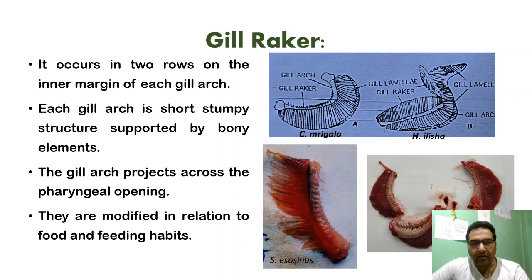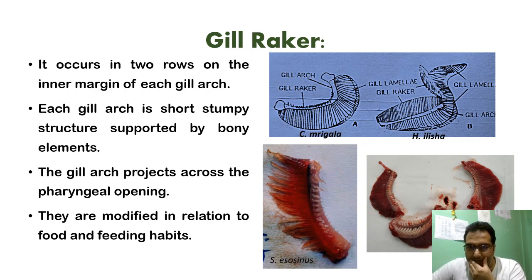Now, the gill raker. On the inner side of the gill arch are present the gill rakers, which are short and stumpy structures in the case of bony fish, supported by bony elements. In the case of Serranus marginalis, they are short and pointed, whereas in the case of Hilsa ilisha, they are long and filamentous, because this is a planktivore fish and the other is a benthic omnivore fish. The gill arch projects across the pharyngeal opening, and the rakers are modified in relation to the food and feeding habit.